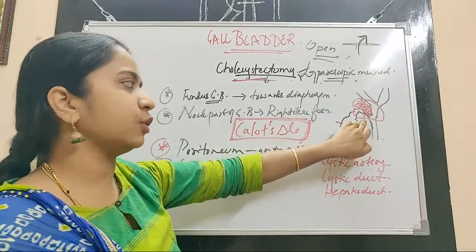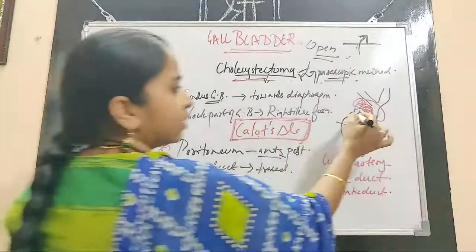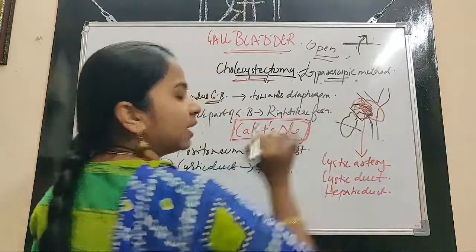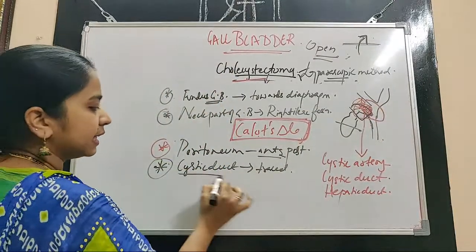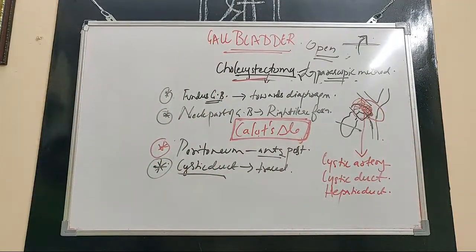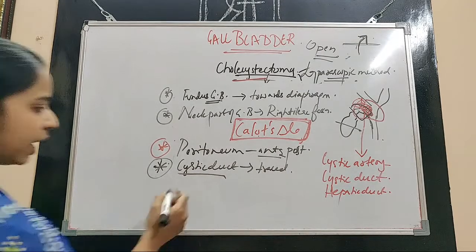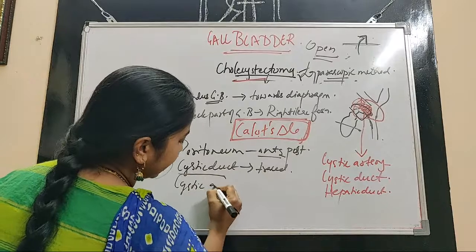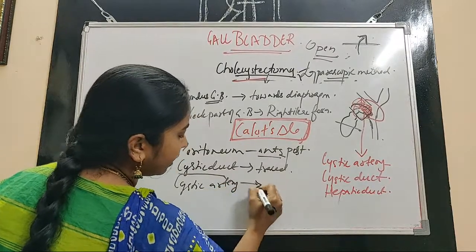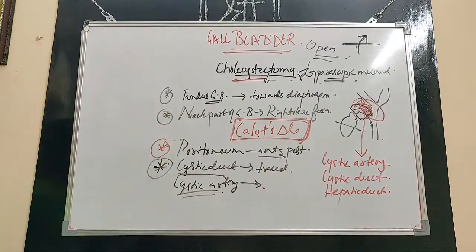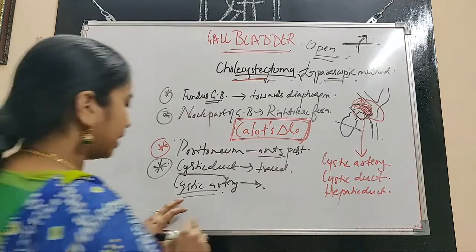Care should be taken to see that the anatomy is clear before we cut it off. So the cystic duct is then completely identified. Then once the cystic duct is carefully identified, the next thing for us to identify is the cystic artery, to avoid any loss of blood, iatrogenic loss of blood.